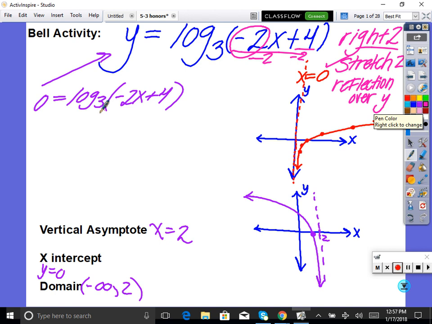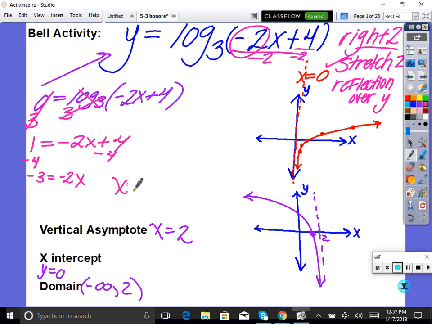So we need to undo log to the base 3, so what do we do? Base 3 both sides. Base 3 to the 0 is 1, so 1 is equal to, those cancel out, negative 2x plus 4. And now it's just algebra. So I'd subtract 4. Negative 3 equals negative 2x, therefore x equals 3/2. So our x-intercept is (3/2, 0). Does that make sense? Okay, cool.